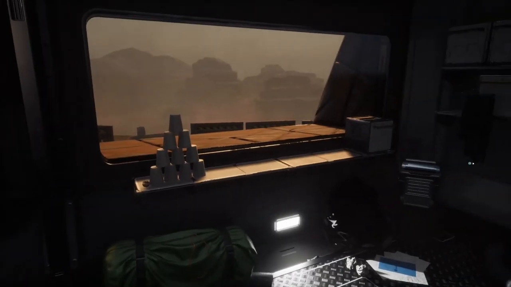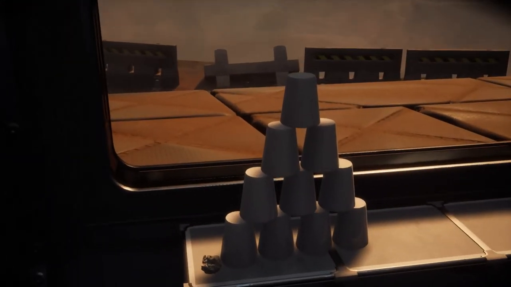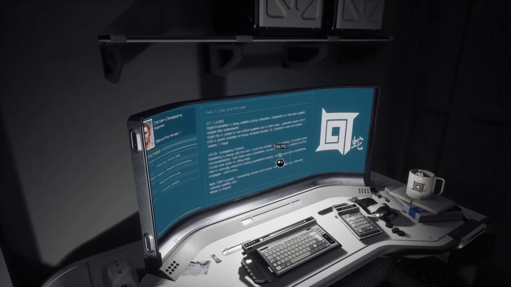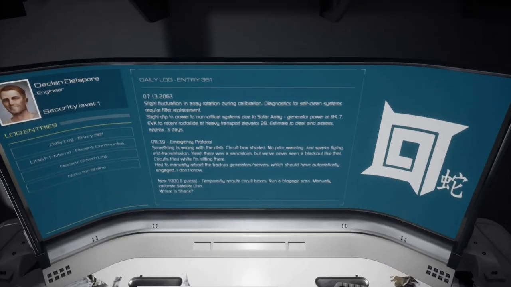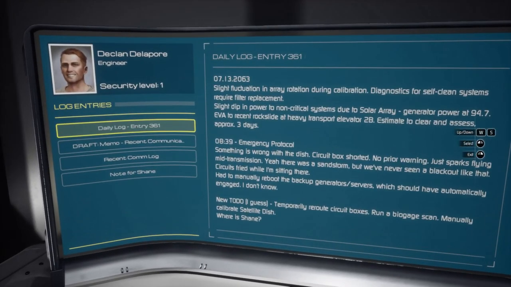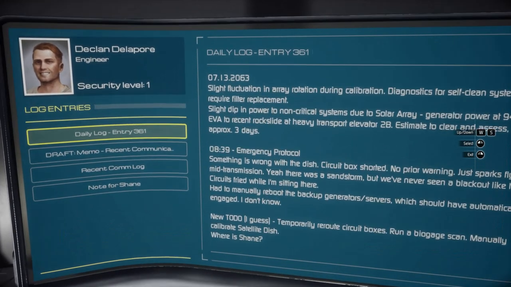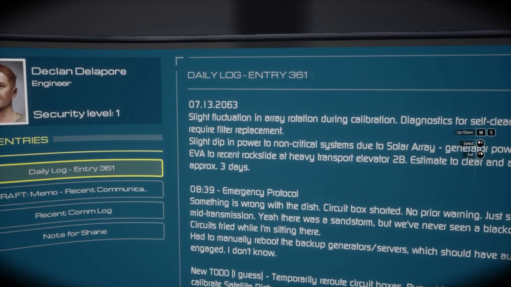Okay, before I go to the other room... he's also been stacking cups or something. Is he obsessed with patterns or something? Well, let's check his computer. Declan Delapore, engineer. Daily log entry 361.